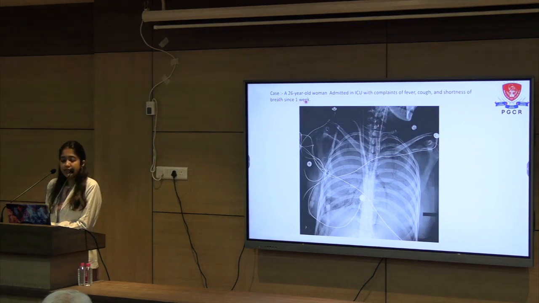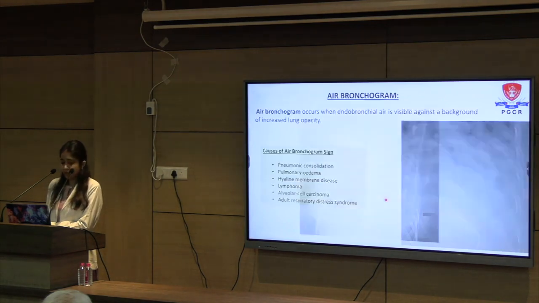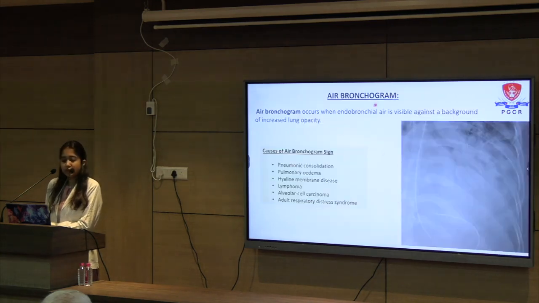This is a case of a 26-year-old woman admitted in ICU with complaints of fever, cough and shortness of breath since 1 week. Now anyone? So we can see extensive airspace opacities in the bilateral hemithorax with the air bronchogram sign. So now what is an air bronchogram? The air bronchogram occurs when the endobronchial air is visible against a black background. So this is the endobronchial air which is visible against a dense background.